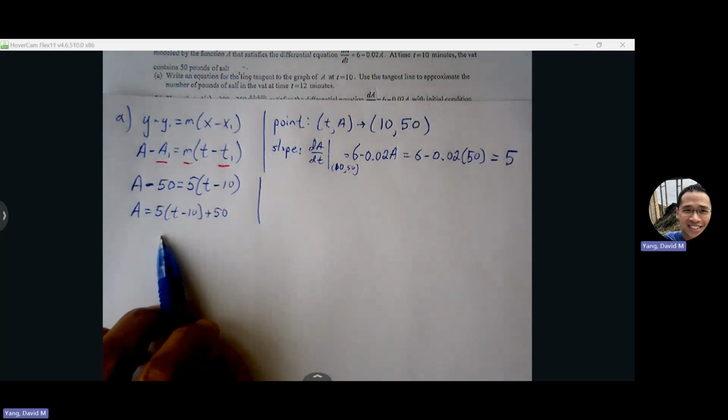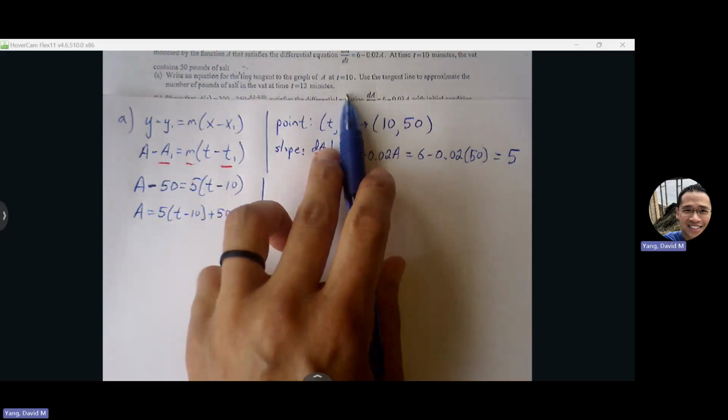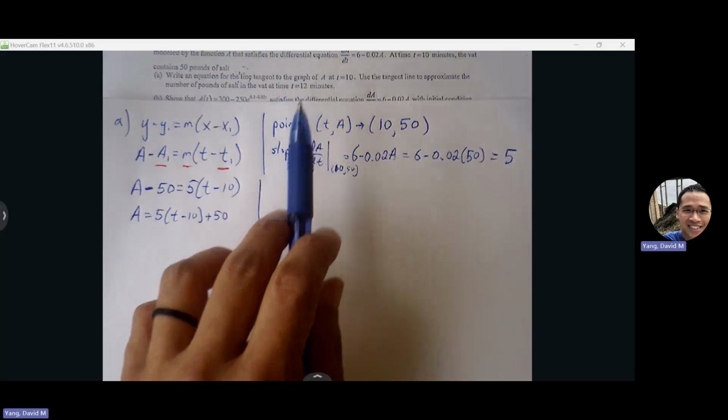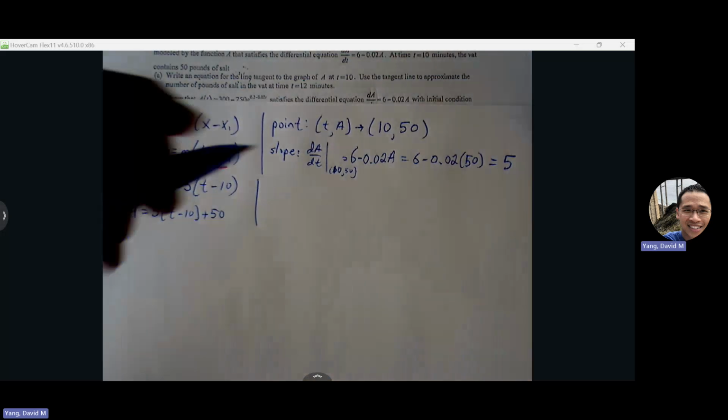And now linear approximation. Use tangent line approximation to find the amount of salt at 12 minutes. So we'll plug 12 in for T.